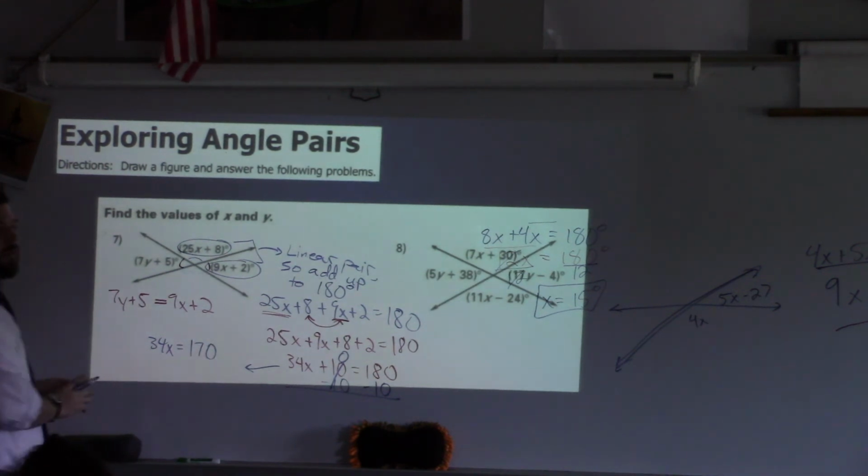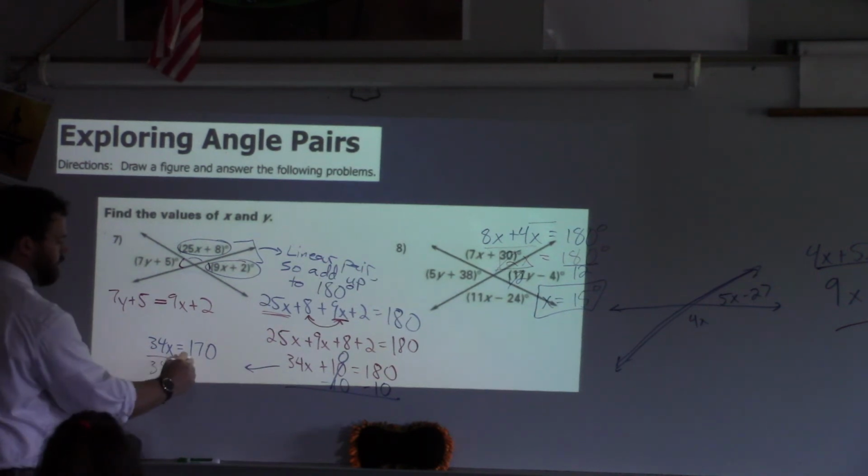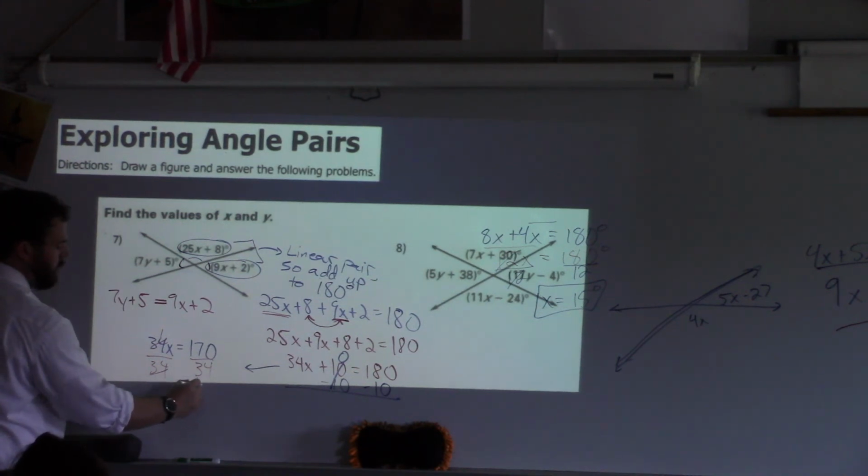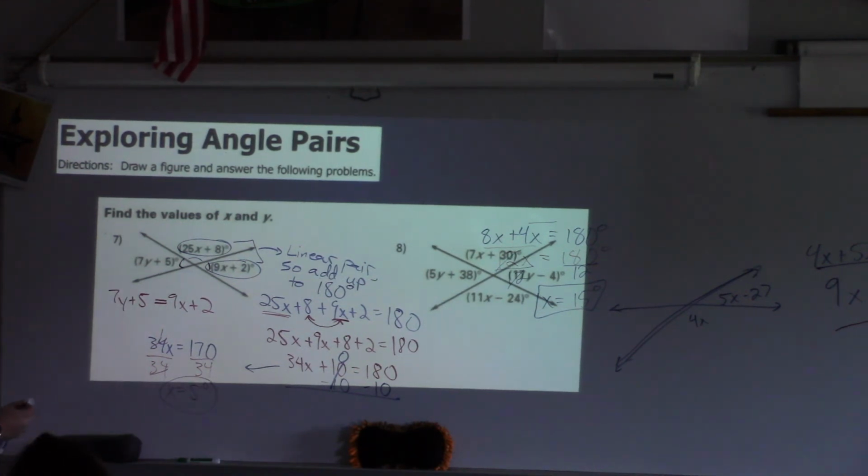And then you divide by 34. So x is equal to 5 degrees. That's it. 5 times 30 is 150. 5 times 4 is 20. So 150 plus 20 is 170. The living calculator. You can also just think about it, yeah, that's what I did.